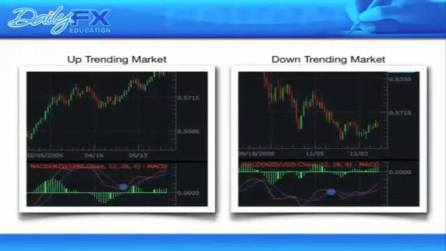To quickly recap, you can see here that the MACD line has crossed over the signal line. This situation in an upward trending market could be taken as an opportunity to go long or to buy. We can see here that the MACD line has crossed below the signal line. This situation in a downward trending market could be taken as an opportunity to go short or to sell. These examples illustrate a very common use of the MACD indicator.